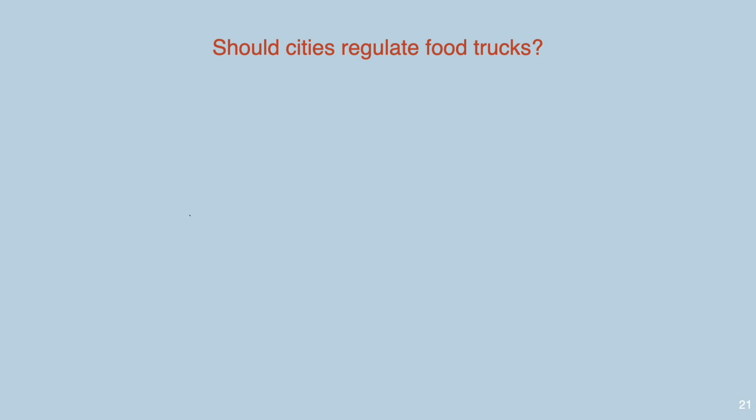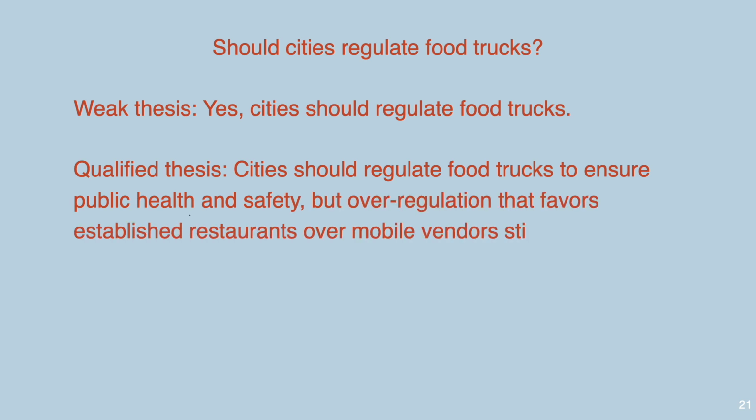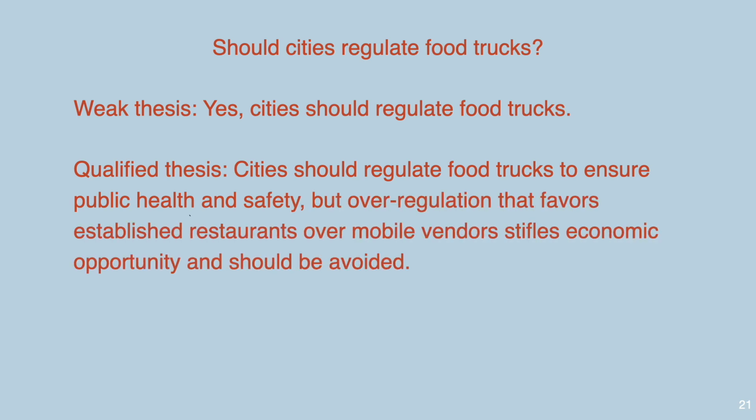Here's an example. The prompt asks, should cities regulate food trucks? A weak thesis would be something like, yes, cities should. And here's a qualified thesis. Cities should regulate food trucks to ensure public health and safety, but overregulation that favors established restaurants over mobile vendors stifles economic opportunities and should be avoided.